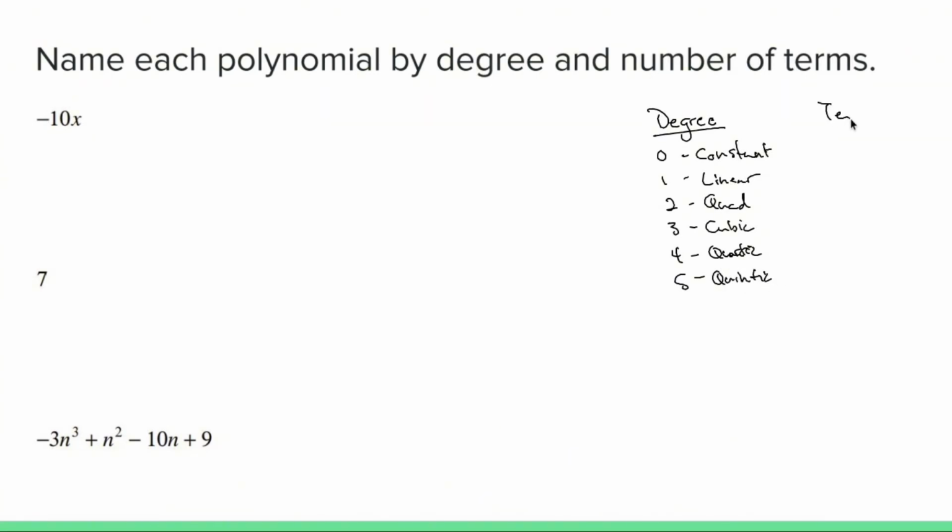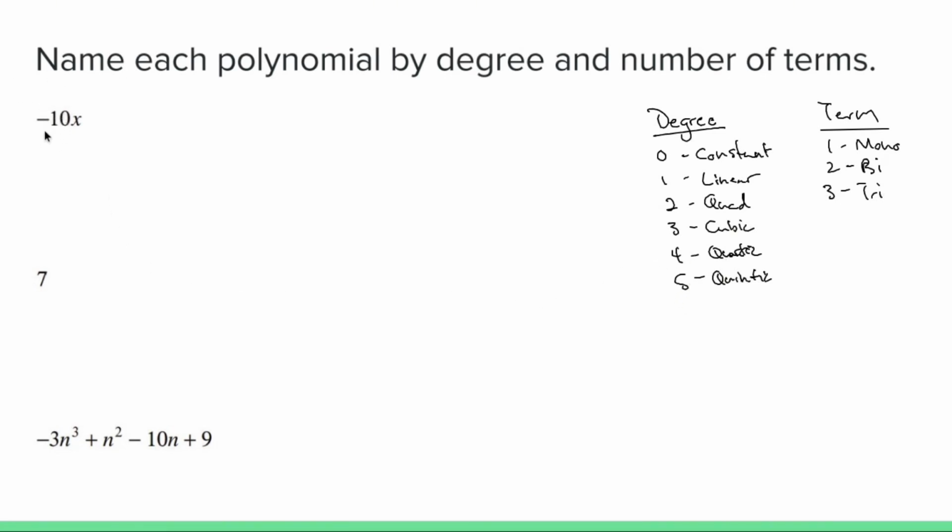If there's one term, it's a monomial. If it's two terms, it's a binomial. It's supposed to be a B. And if it's three terms, it's a trinomial. Anything higher than a 5 degree, we really don't name. Anything higher than 3 terms, we don't name. We'll call it like a 4-term quadratic or something like that. But let's see what we have here.